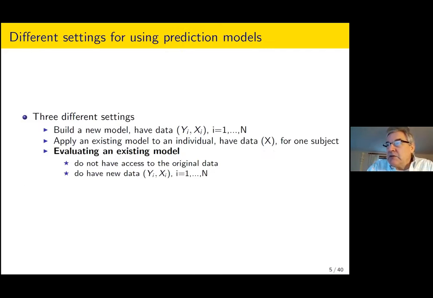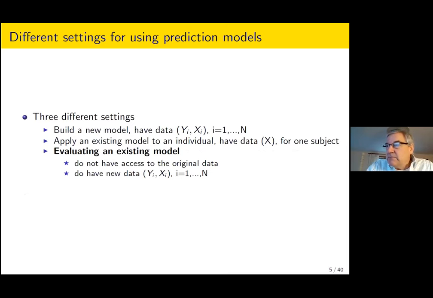Okay, so back to these three settings. You can build a model. Then you have data, Y and X measured for N people, and you can use your favorite fitting algorithm, your favorite model structure, and build some model.